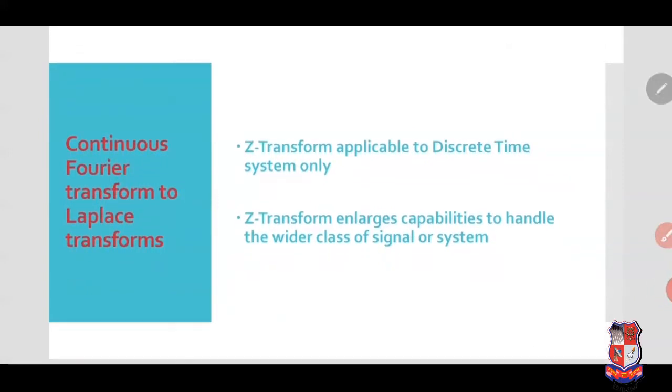That's what I already explained to you: the Z transform is applicable to discrete time systems only, and the Z transform enlarges capabilities to handle a wider class of signals or systems. Next we will see, one by one, the properties of the Z transform and how it works. We will also see the ROC, the region of convergence, in the Z transform in the next lecture. Okay, thank you.